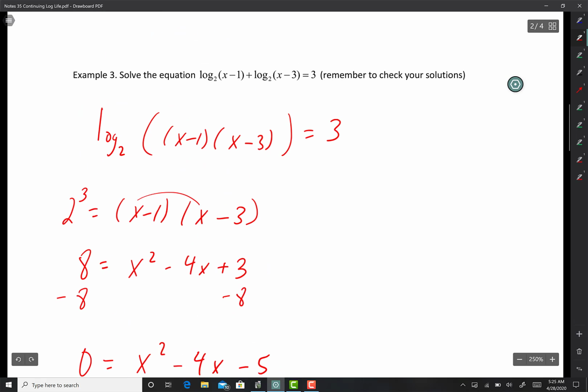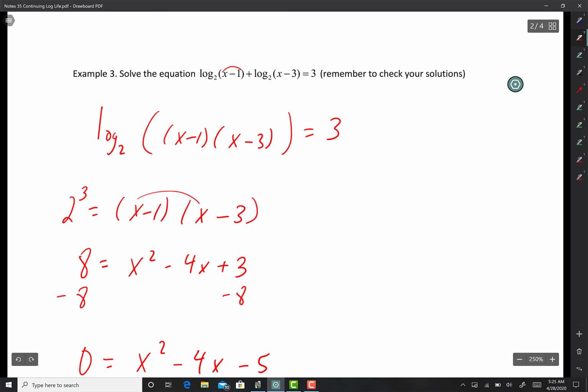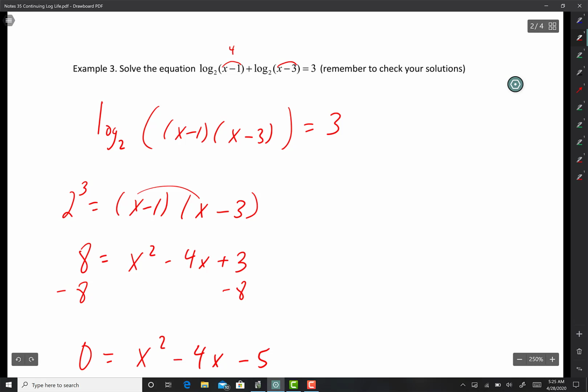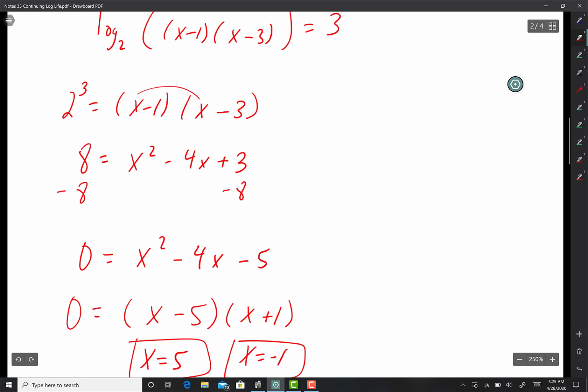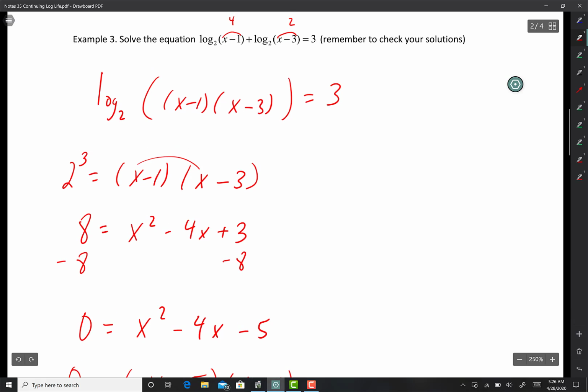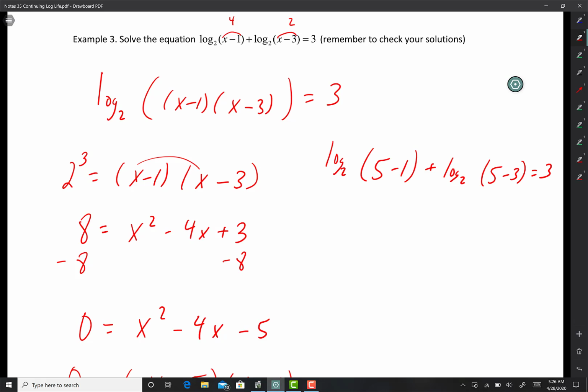If you come back up here, remember that your argument, the inside expression, must be positive. So let's see, the 5 works. 5 minus 1 is 4, and then 5 minus 3 is 2. That's going to work, but the negative 1 is not going to work because it's going to be negative. Now, let's just see if it works. So log base 2 of (5 minus 1) plus log base 2 of (5 minus 3) equals 3. So we already know this is 4. We know this expression is 2.